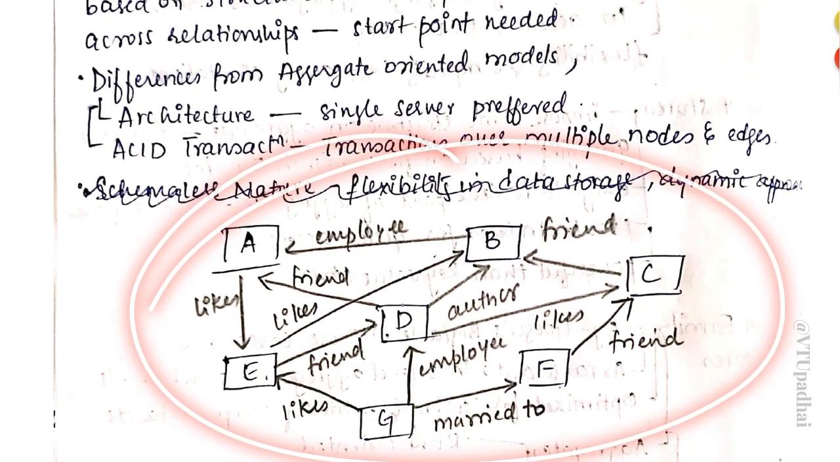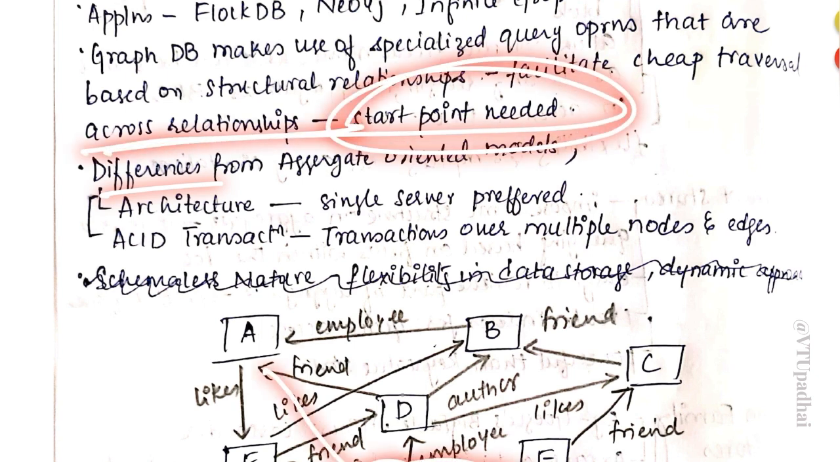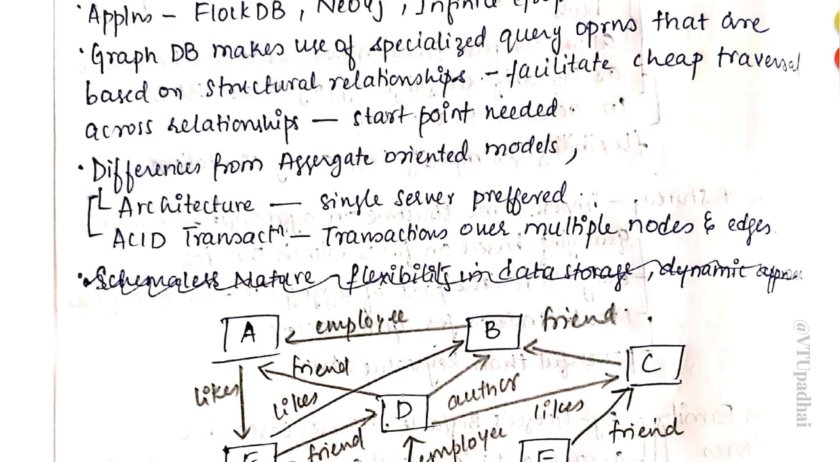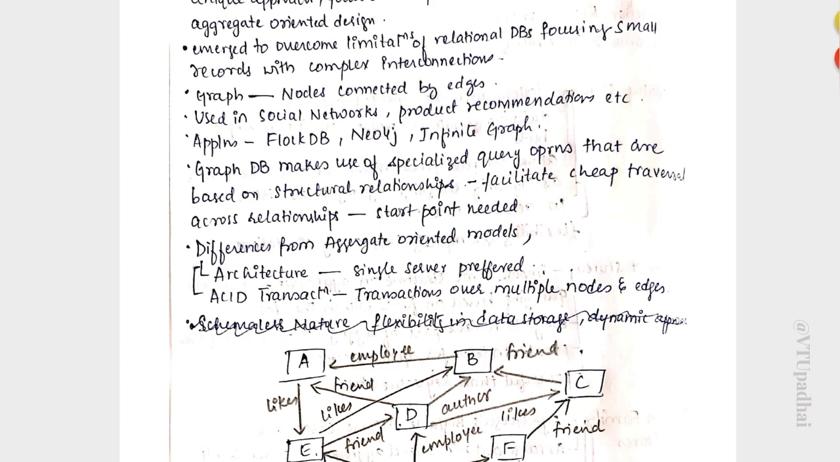We have seen how the navigation actually works. But we need a start point. Definitely we need a start point to start querying. If you speak about the differences from aggregate oriented databases, in terms of architecture, graph databases will run on a single server, whereas aggregate oriented models will run on distributed clusters. Then we have ACID transactions. Maintaining consistency in graph databases requires transactions that span multiple nodes and edges, whereas aggregate oriented databases focus on an individual aggregate or individual object. So these are the differences from the aggregate oriented model.